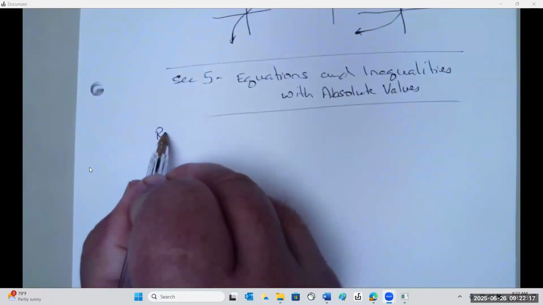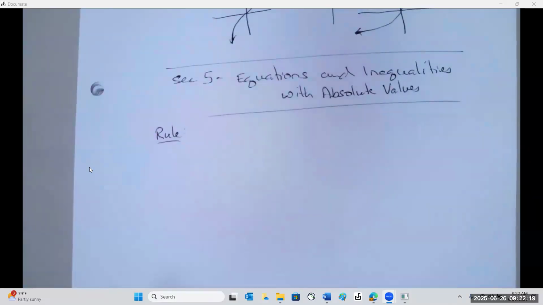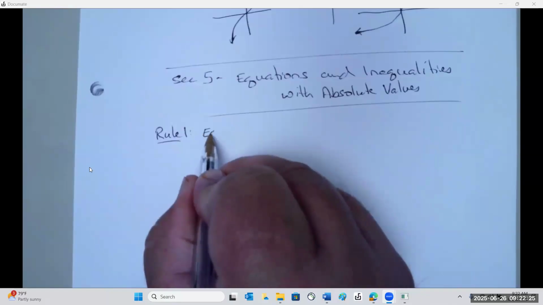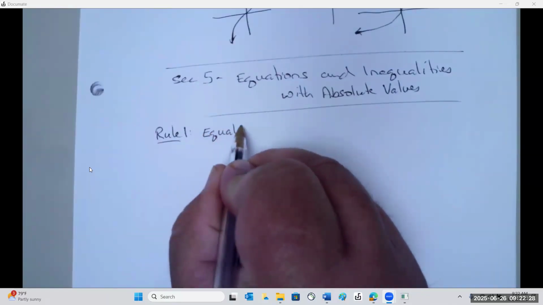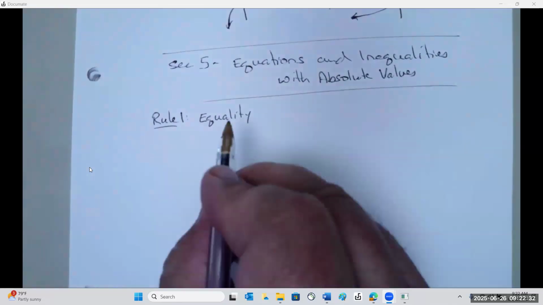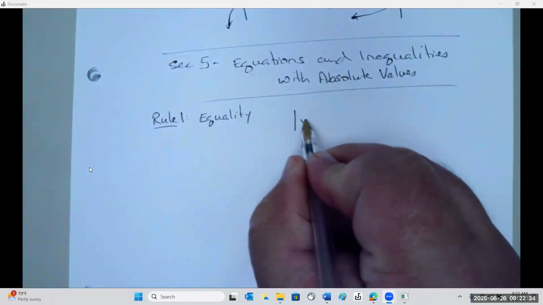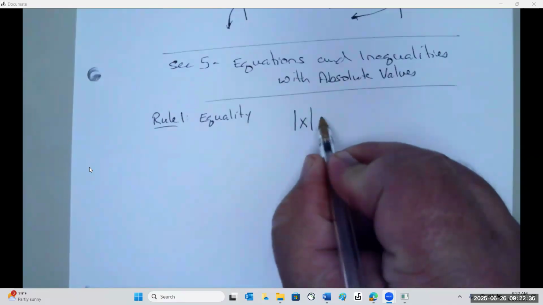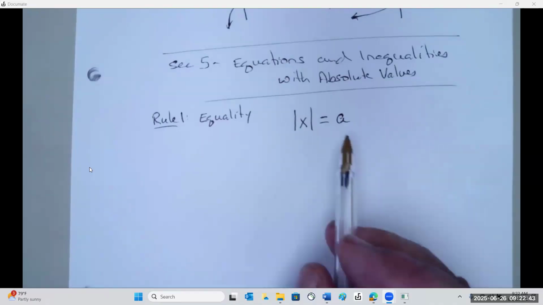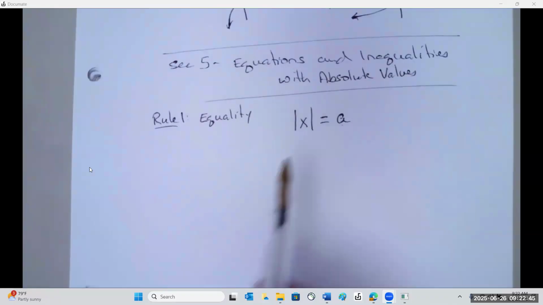So here's the rule first. Rule 1. For equality. The absolute value of x equals some number a. What do we know about the absolute value? Can it ever equal a negative answer? No. So a has to be positive. So whatever the absolute value equals has to be a positive answer.